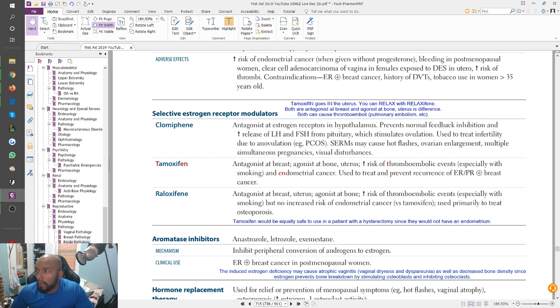Can clomiphene cause damage to the uterus? No, not really. Clomiphene won't necessarily cause damage to the uterus as far as I can see here.